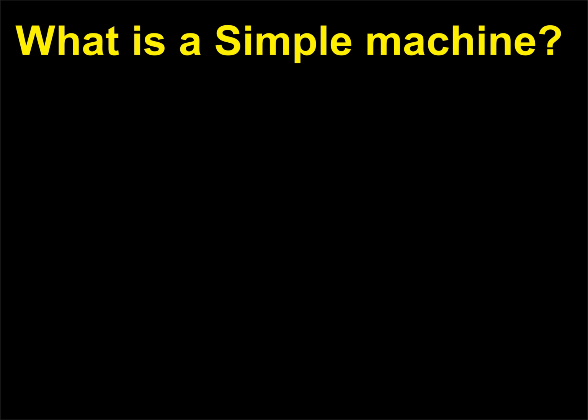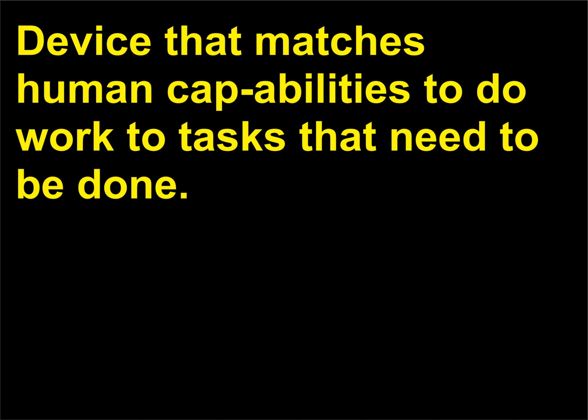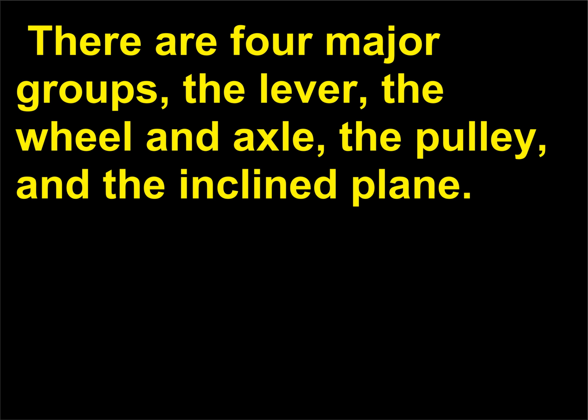What is a simple machine? Device that matches human capabilities to do work to tasks that need to be done. There are four major groups: the lever, the wheel and axle, the pulley, and the inclined plane.